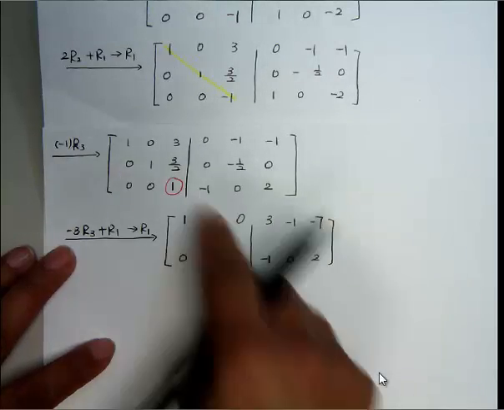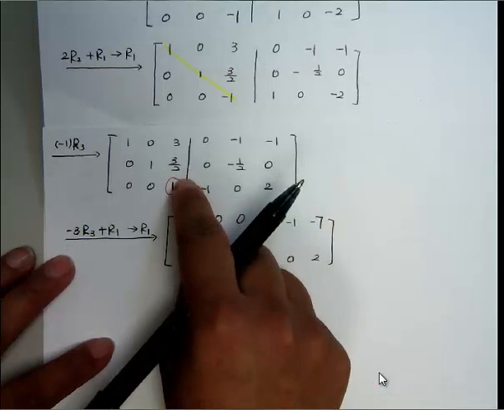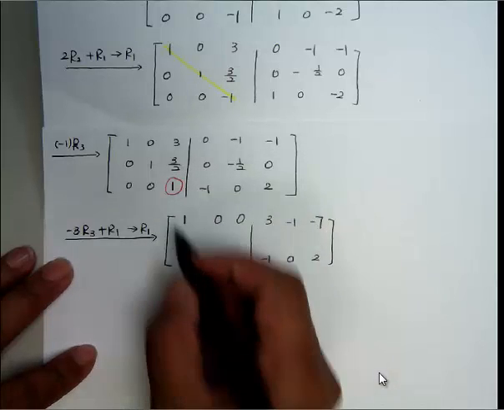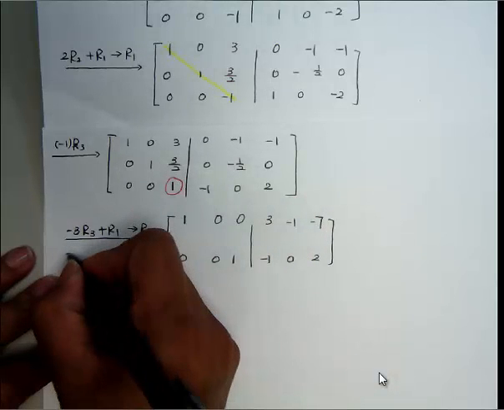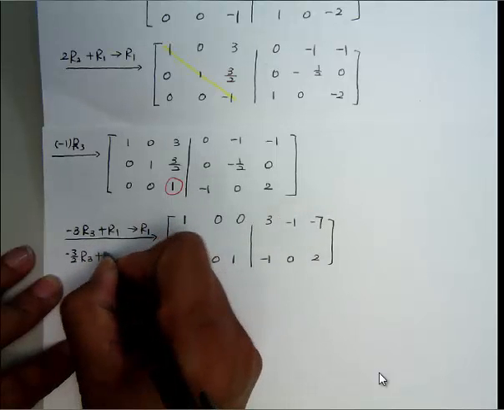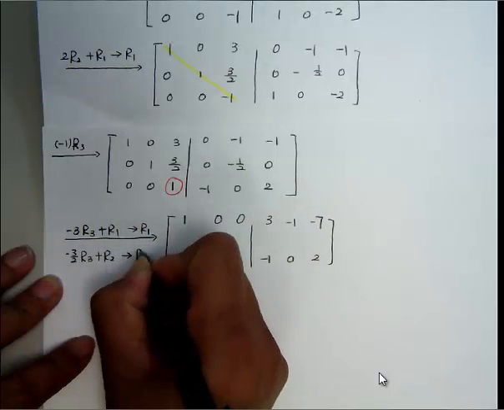The next row, 3 half, right? So a little bit challenging, but we can do it. I know we don't like fractions, but we still need to do it. Make it negative 3 half. So negative 3 half times row 3, add into row 2 to replace row 2.